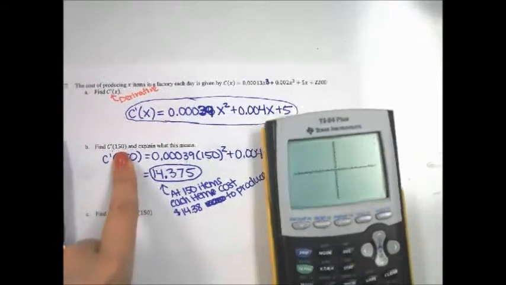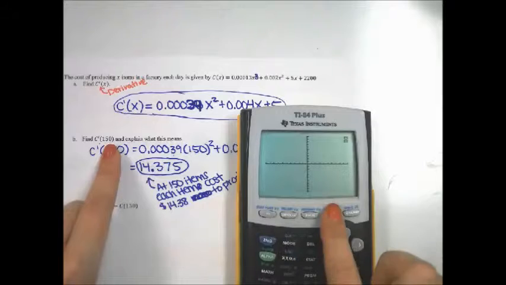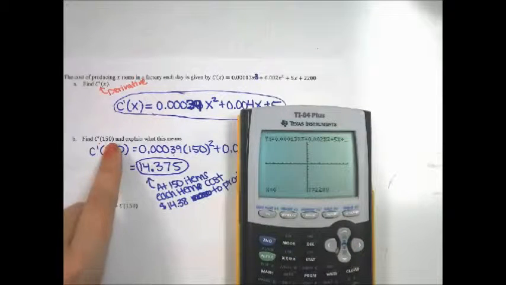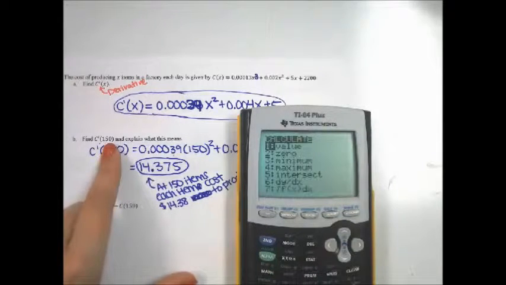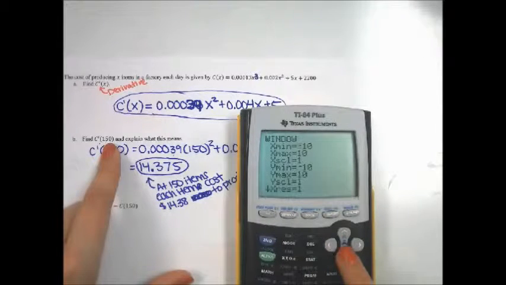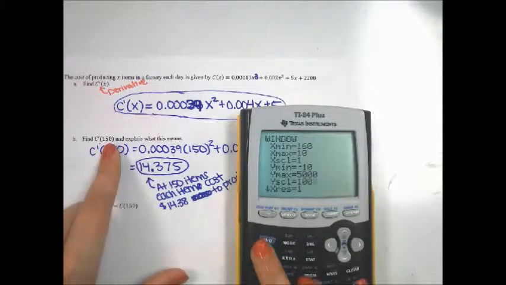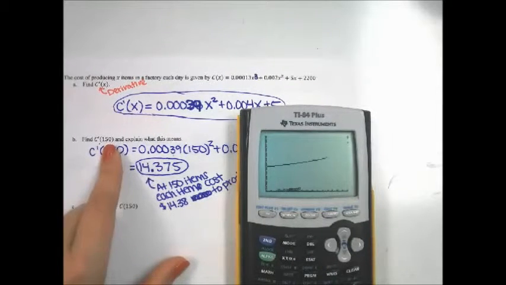This is our derivative evaluated at 150 for part B. So we can go second, calculate number 6 at 150. Oops, didn't like that. Bet it wants me to zoom out. So let's see, 150, let's make it 160. Our Y value maybe 5,000. Just do a little changing around here. Let's see how that works. It just didn't like it because it was so far off of my graph.